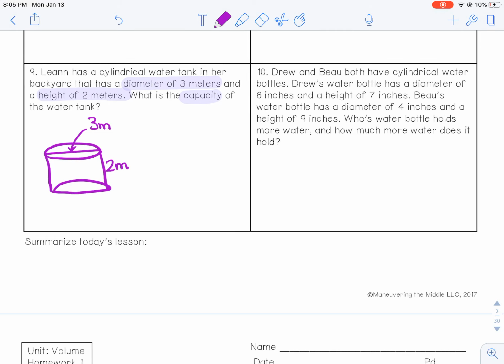Okay, so what does capacity mean? Capacity, if you look back at your notes, the very first part says capacity is just another word for volume.